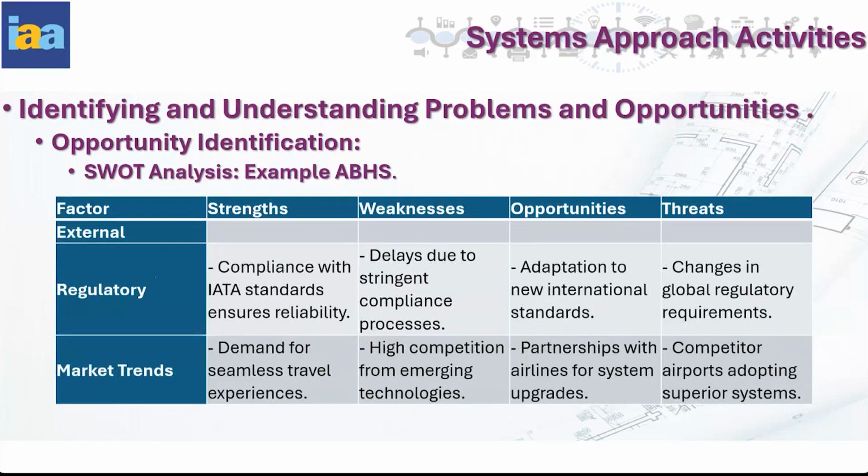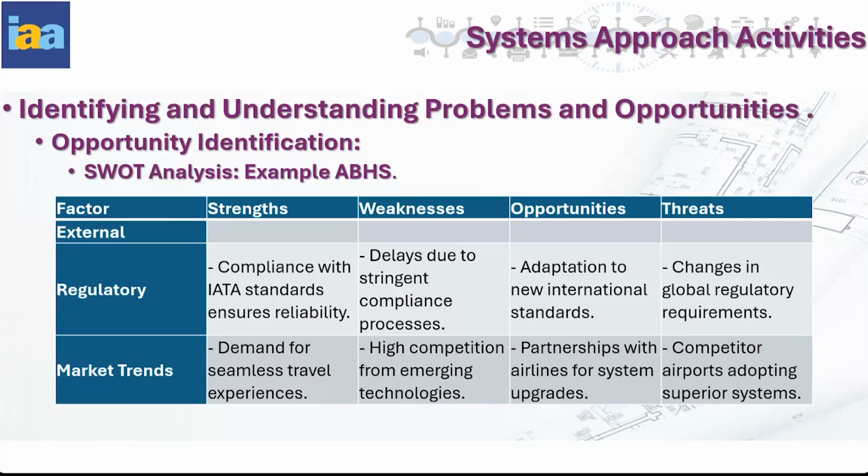Now similarly you will see the external factors. External factors, as I told, are not within the system. They come from the outside. For example, strength: compliance with IATA standards ensures reliability. So you want to follow those standards. But if those compliance standards keep on changing, and if they are very stringent, then you will find a difficulty in upgrading to those compliance standards. So what are the opportunities when you comply with those standards? You are adapting your system to new international standards.